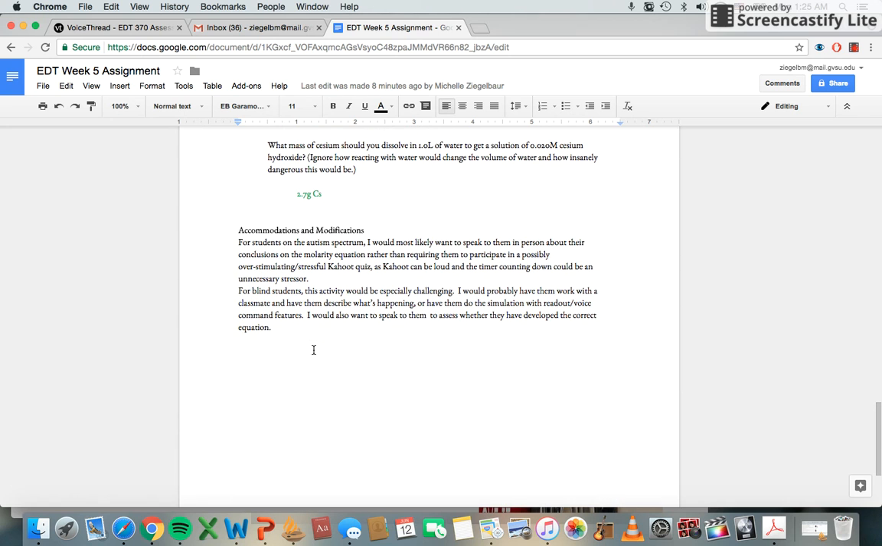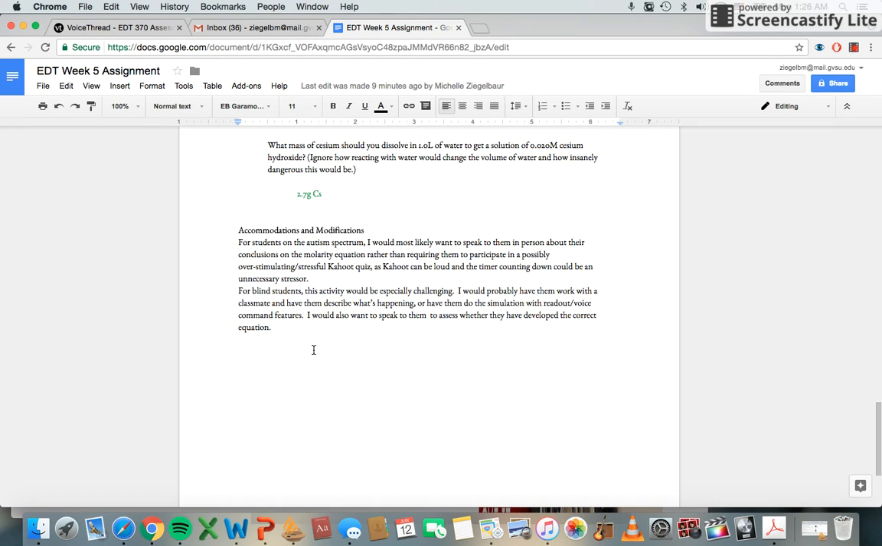And so for accommodations and modifications, specifically for students on the autism spectrum, I would probably not have them do the Kahoot because that can be stressful. So to reduce the risk of overstimulation for them, unless they felt like they could and wanted to. That's where it's hard to tell because it really depends on the student.